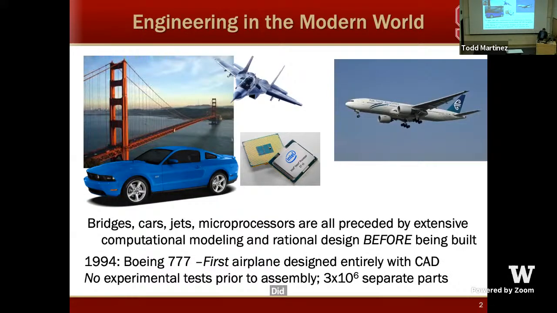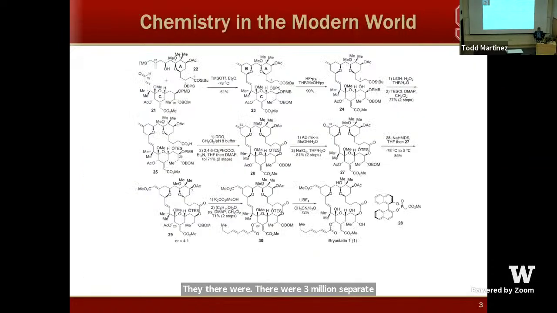So that's a picture of the 777. There were 3 million separate parts. So you can compare this now. The reason to talk about that is not that it's anything you don't know. It's just to remind you, and to get you to think a little bit about the degree to which we are designing things before doing them for most complex objects in the real world.